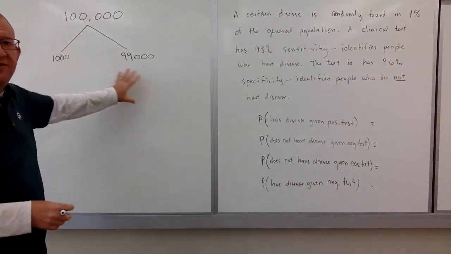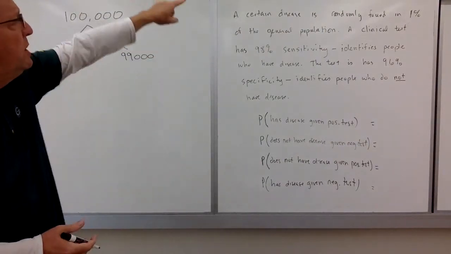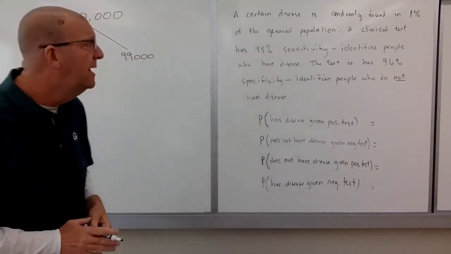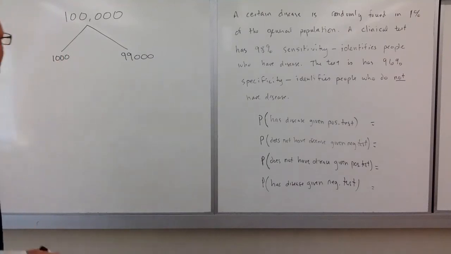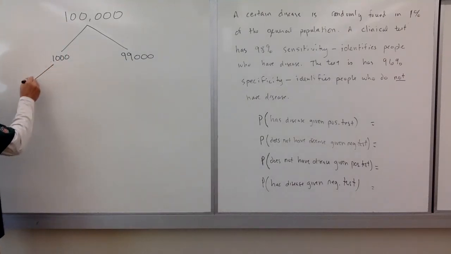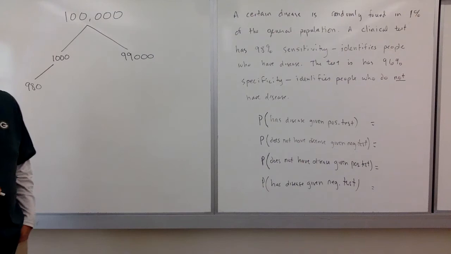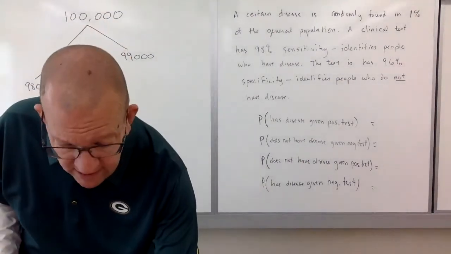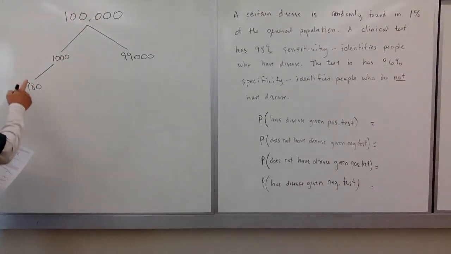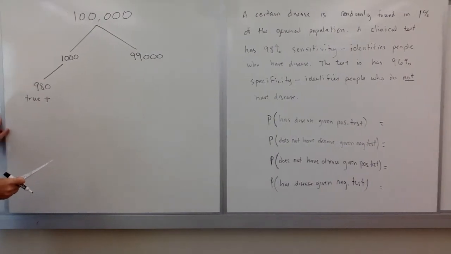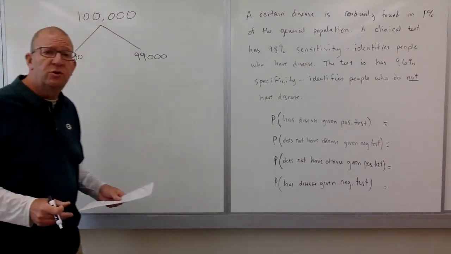Okay, so here we go. 100,000 people, 1,000 have the disease, 99,000 don't. Now, what do we know? We know that we're 98% sensitive. That means if you have the disease, this will identify you 98% of the time. So we go down here, 980. These people have the disease, and they're correctly diagnosed. Now, we call this a true positive. Does that make sense to you? They are truly positive. Scooch this over just a little bit. So those are our true positives.